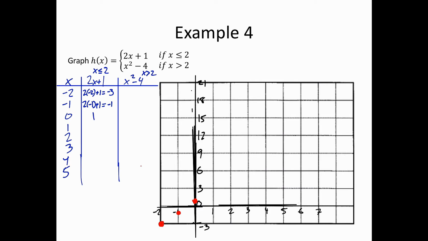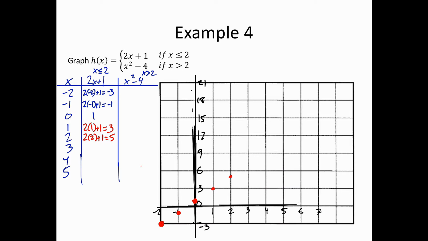Next up, plugging in 1. That's still going to be plugged into the first one. We got 2 times 1 plus 1, which is 2 plus 1 gives us 3. So at 1, we're up at 3. And finally, at 2, we're going to do 2 times 2 plus 1. So 2 times 2 is 4, plus 1 gives us 5. So now we're going to be at the point 2, 5, so getting pretty close there.